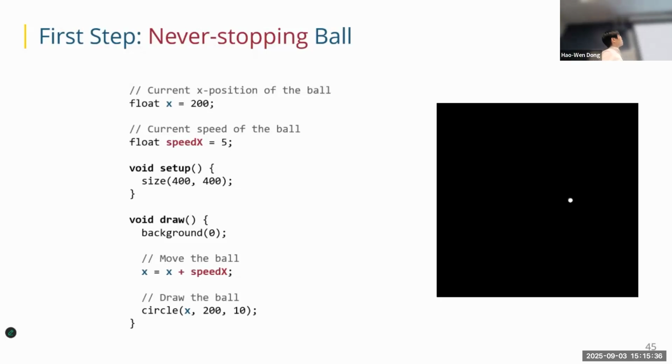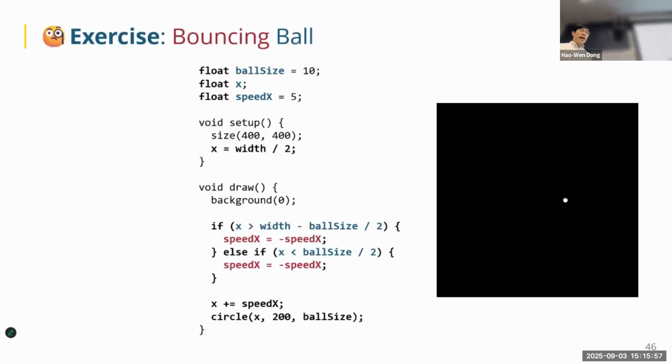And then we go to this never-stopping ball. This is when you just move the ball all the way to the right without doing any wall collision check, so it would just go through. The ball is still running. After you run this, the ball is outside the canvas. You couldn't see it, but the ball is still running until infinity.